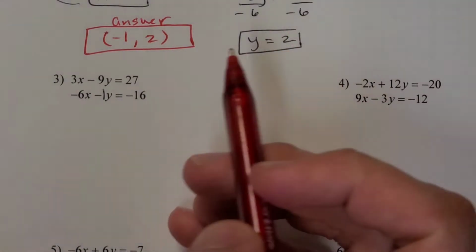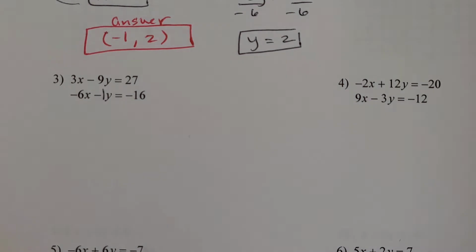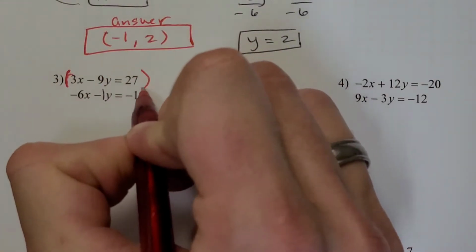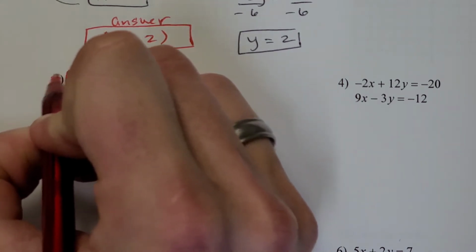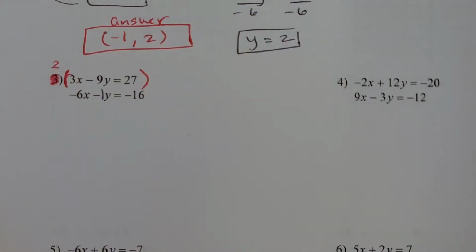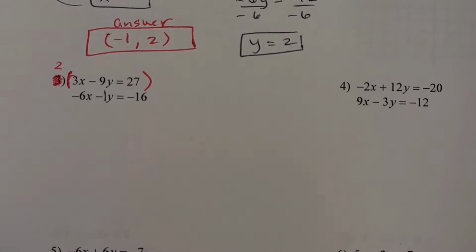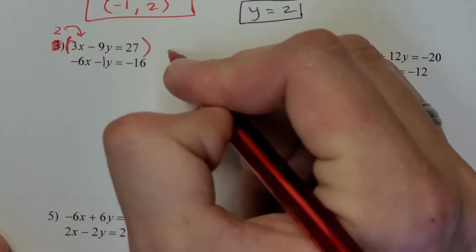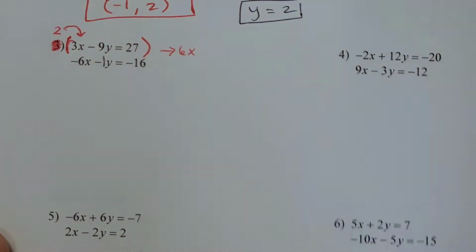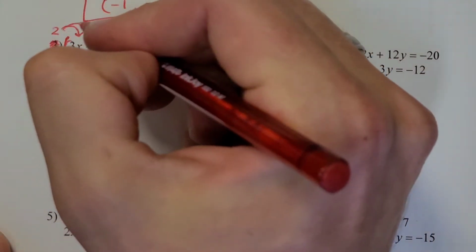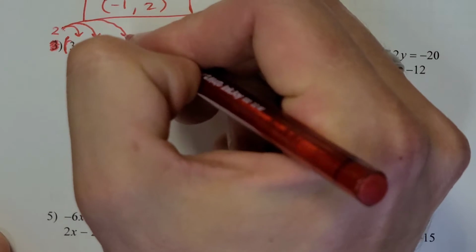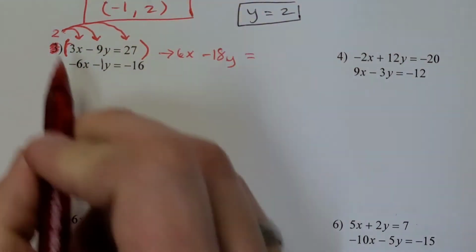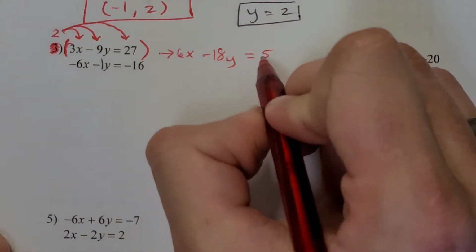So here's where we had to make opposites. You had to say, I'm going to multiply one of these equations by something. Now, what I'm going to do is multiply this top equation by 2. Here's why. When I multiply 2 times 3x, it gives me 6x. Now, I also need to multiply 2 by both of these things. So 2 times negative 9y is a negative 18y. And 2 times 27 gives me 54.